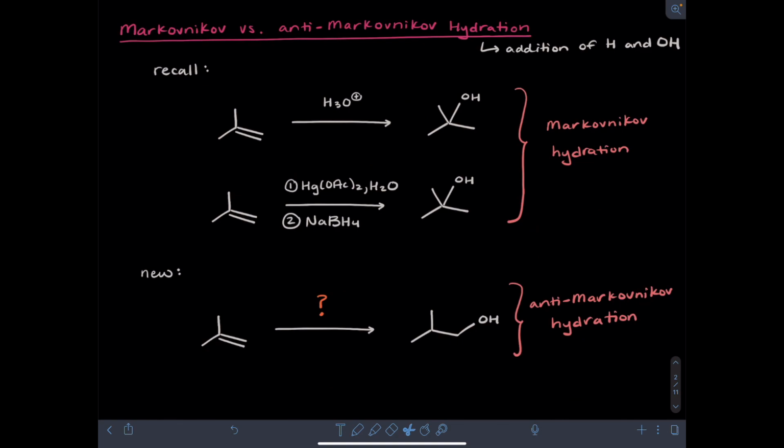What the first part of today's video is going to look at is a reaction for giving anti-Markovnikov hydration. Here you're imagining adding the H and the OH group again, but the H is added to the more substituted carbon. You could draw it out here in the product if you wanted to. And the OH group has added to the less substituted carbon. We need a new set of reagents to achieve this selectivity.